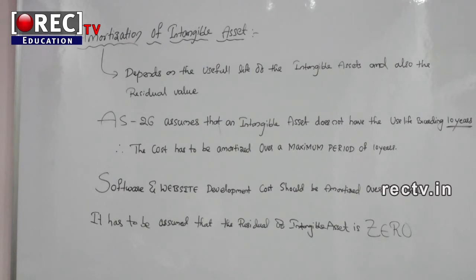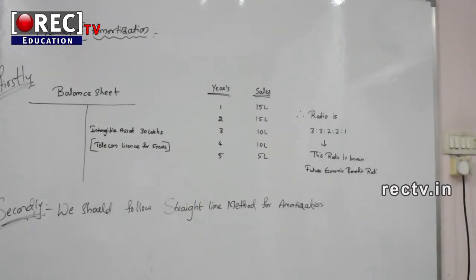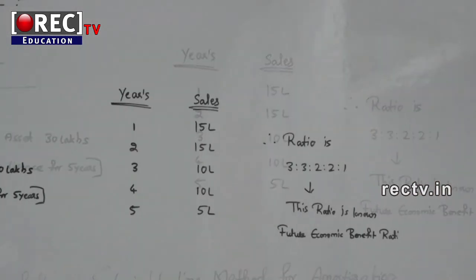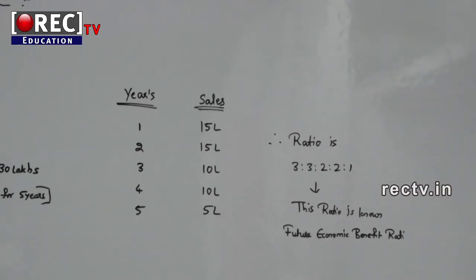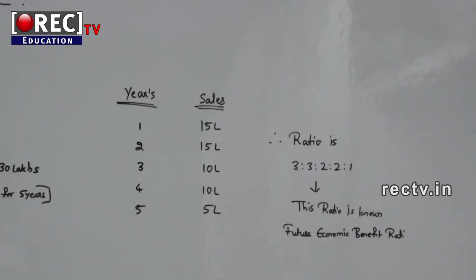Now let us see the manner of amortization of intangible asset, in which way you will amortize the intangible asset to the P&L account. Firstly, let us consider this example. In your balance sheet, there is an intangible asset of 30 lakhs. This is a telecom license for a period of 5 years. In these 5 years, you got sales of 15 lakhs, 15 lakhs, 10 lakhs, 10 lakhs and 5 lakhs over the period of 5 years.